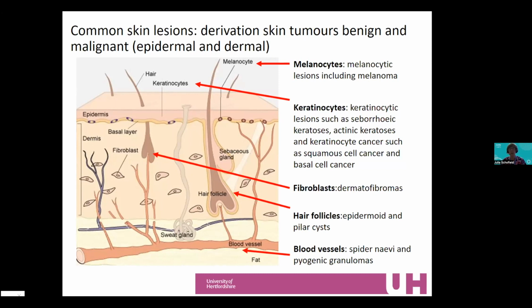So at the top, we've got the epidermis, and the epidermis has two key cells in there. It has keratinocytes and melanocytes, and we'll work through the different lesions that we see from these different parts of the skin. And even as a very experienced consultant, if I look at a skin lesion and I can't work out what it is, I'll often think about the different layers of the skin to try and work it out.